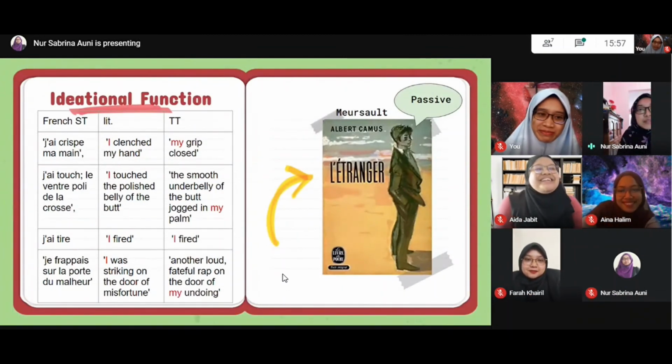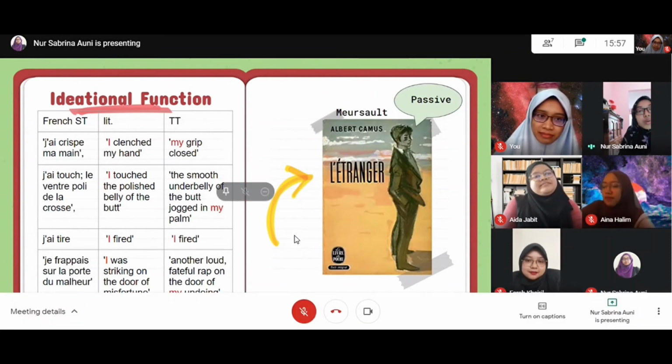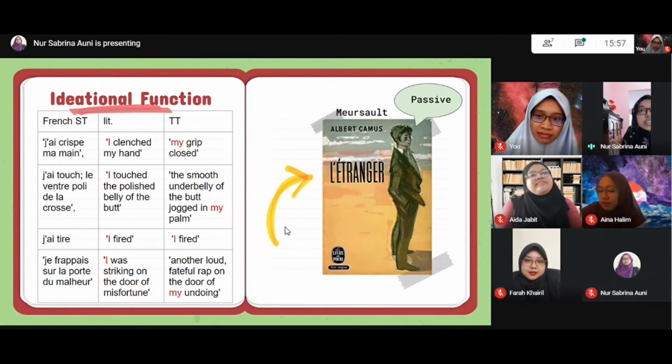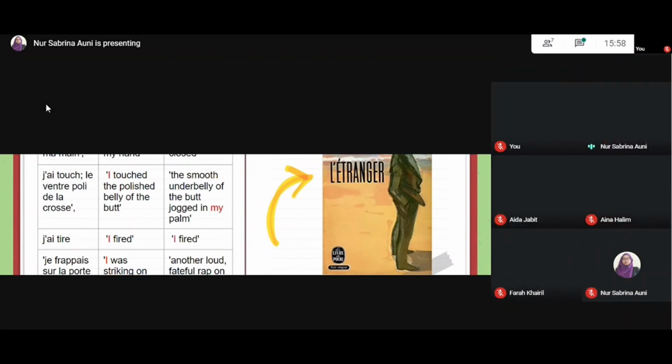Okay, so in this novel, there is a scene where Meursault kills an Arab on the beach, and this passage was translated. The French one, as you can see here, literally means I clenched my hand, I touched the polished belly of the butt, I fired, I was striking on the door, misfortune. So this literally really focuses on the I aspect, which is the active, rather than when it was being translated, it was translated as on my.